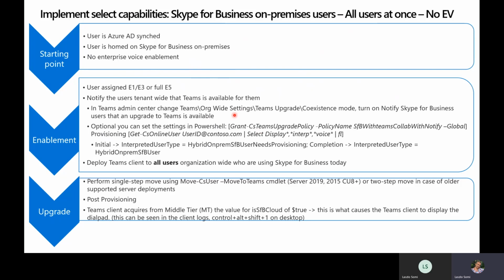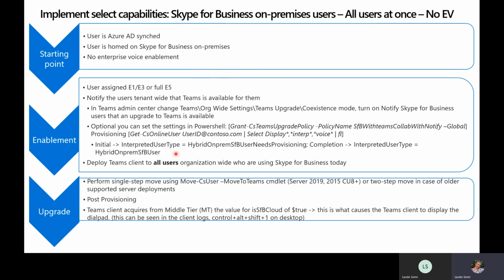You can do this from PowerShell or you can do this from the tenant admin console. You can also monitor progress of provisioning by using Get-CsOnlineUser and monitor the interpreted user type. Initially the interpreted user type is going to be hybrid on-prem SFB user needs provisioning. Once provisioning is completed, license assignment done, and checking MSRTCSIP attributes for the user, the interpreted user type will be hybrid on-prem SFB user.